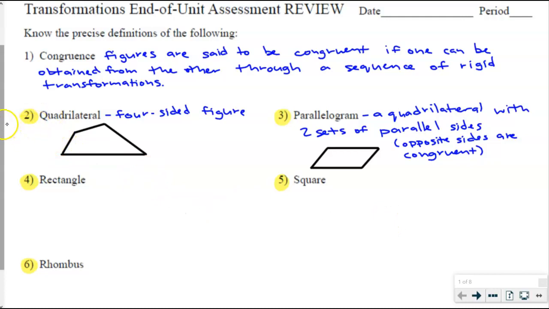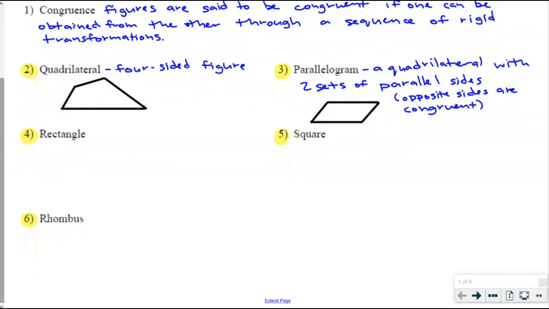Okay, let's go deeper. Rectangle. Precise definition of a rectangle. I want to see more hands. Go back and discuss if you need to. We'll come back together in 10 more seconds, but discuss. I want to see lots of hands.